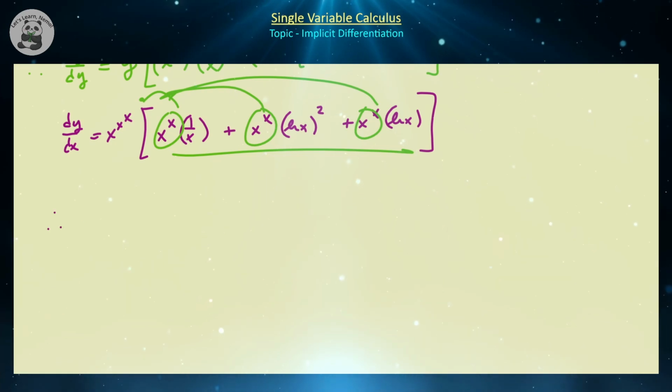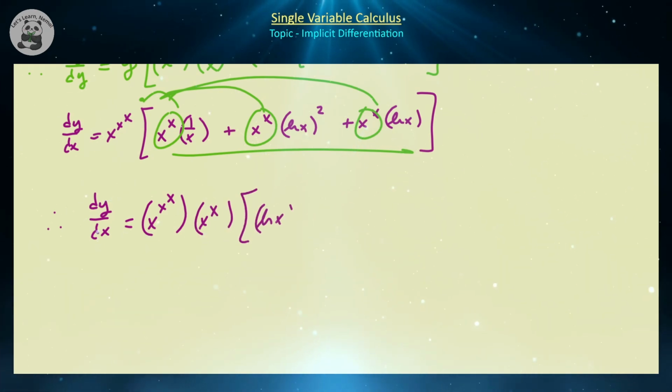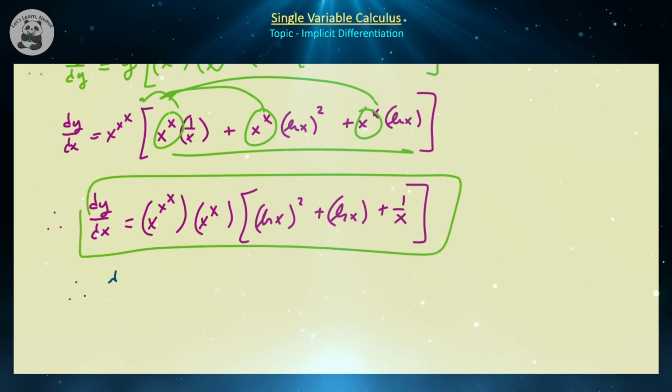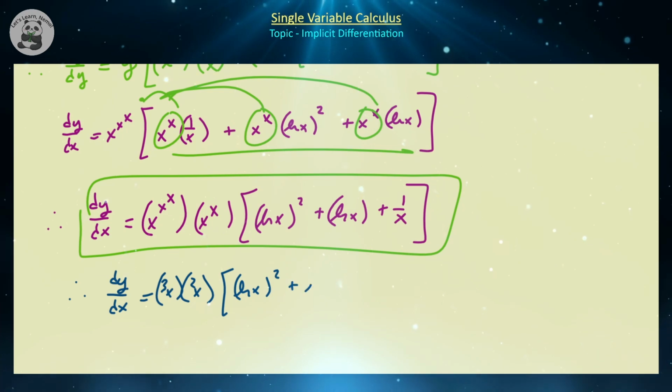So once we do that, we're going to have that dy over dx is equal to x to the x to the x times x to the x times, and I'm going to write the interior as so, the natural log of x squared plus the natural log of x to the power of 1, and then plus 1 over x, right? So that would be probably one of the nicer answers you could write. Or you could write dy over dx is equal to the third tetration of x times the second tetration of x times the natural log of x squared plus the natural log of x to the first plus the natural log of x prime, I guess you could say. But this is the derivative of natural log of x in this, guys, right? Which we know to be 1 over x.